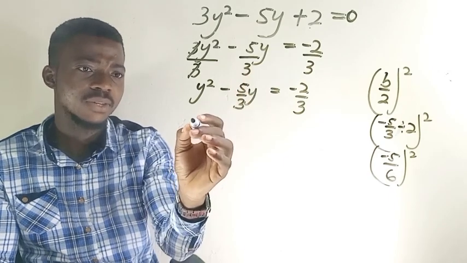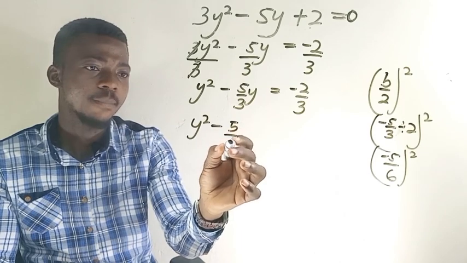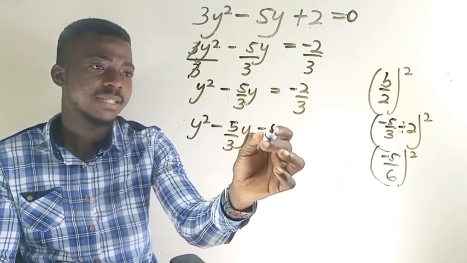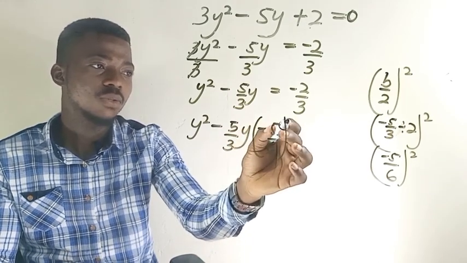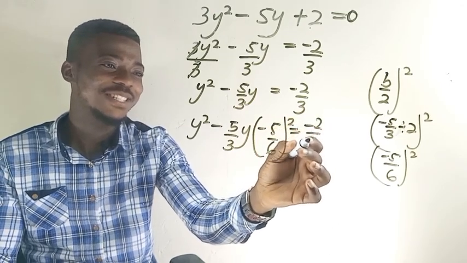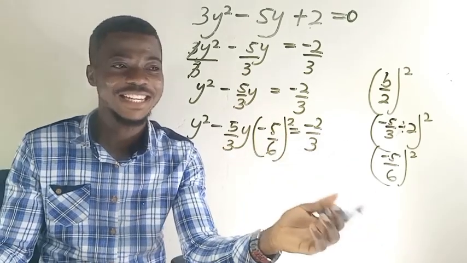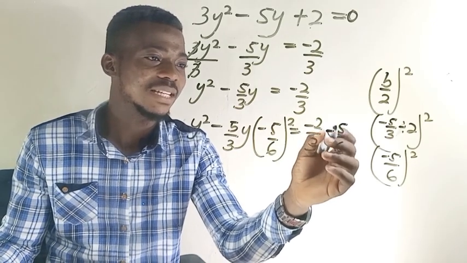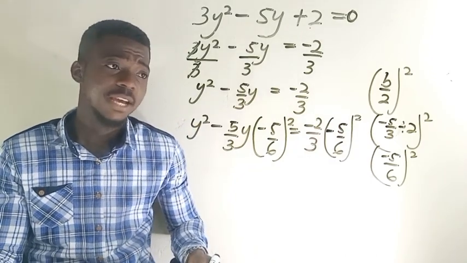All right, so let's do it. You're going to have y squared minus 5 over 3y, plus minus 5 over 6 all squared, equal to minus 2 over 3. Then what you do to this one, you do the same to the other. So here is going to be minus 5 over 6, all squared. Yeah, that is what we have here.